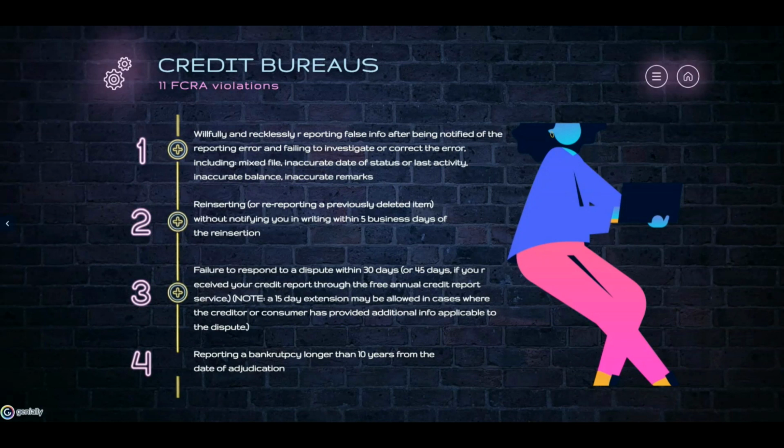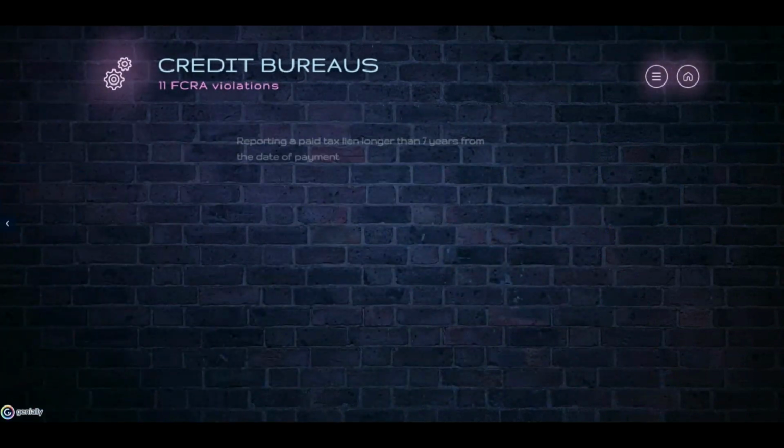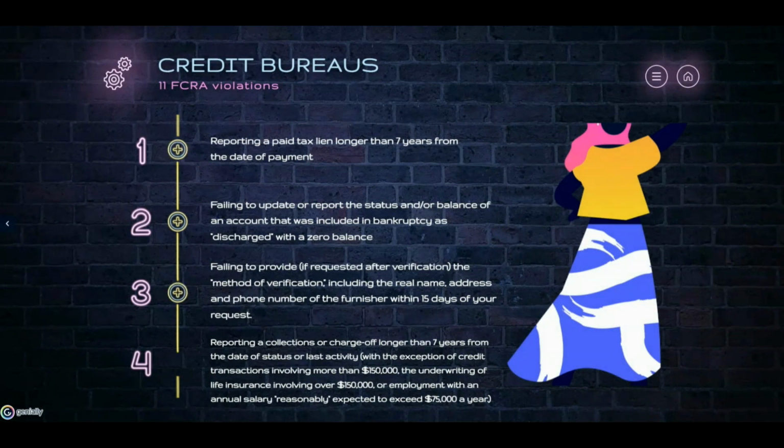previously deleted item without notifying you within 5 business days of the reinsertion, failure to respond to a dispute within 30 days or 45 days for free annual report, and just a side note here, they can add 15 days in some cases where the creditor or the consumer has provided additional info applicable to the dispute. Reporting a bankruptcy longer than 10 years from the date of adjudication, reporting a paid tax lien longer than 7 years, and just so you know, if it's unpaid, it can be 10.